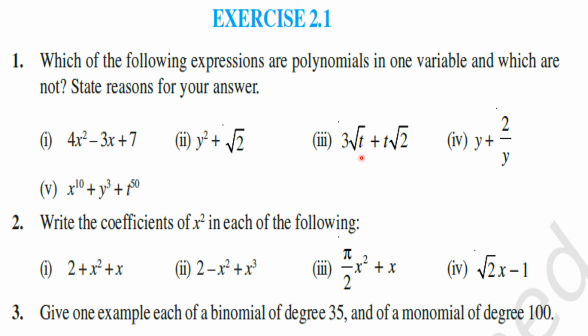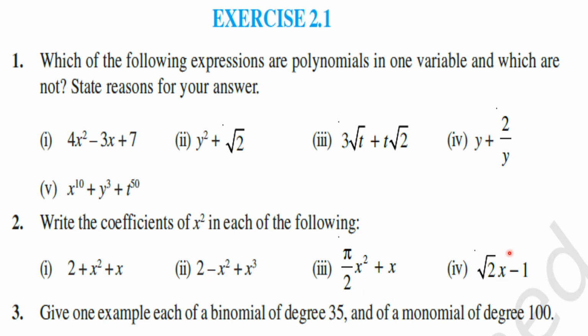You can see this is not a polynomial at all, because here the power of t is 1 upon 2. Question number 2. Write the coefficient of x square in each of the following. Very easy. See, x square is here. As nothing is multiplying it, we can say the coefficient is 1. In this case, the coefficient of x square is minus 1. So on, we have to see what is multiplying x square. I hope you can do these two questions.